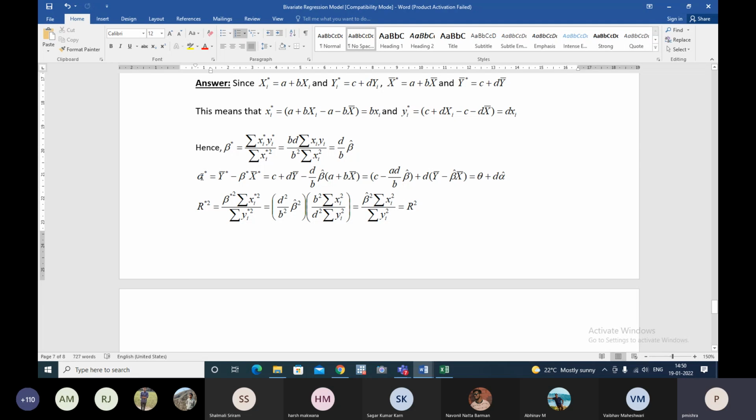And similarly, alpha star is equal to y star bar minus beta star into x star bar. So I'm just replacing y star bar with c plus d y bar, beta star with d by b into beta hat, and x star bar with a plus b x bar. And then again through mathematical simplification, we can write it as theta plus d into alpha hat, where theta is nothing but this component.